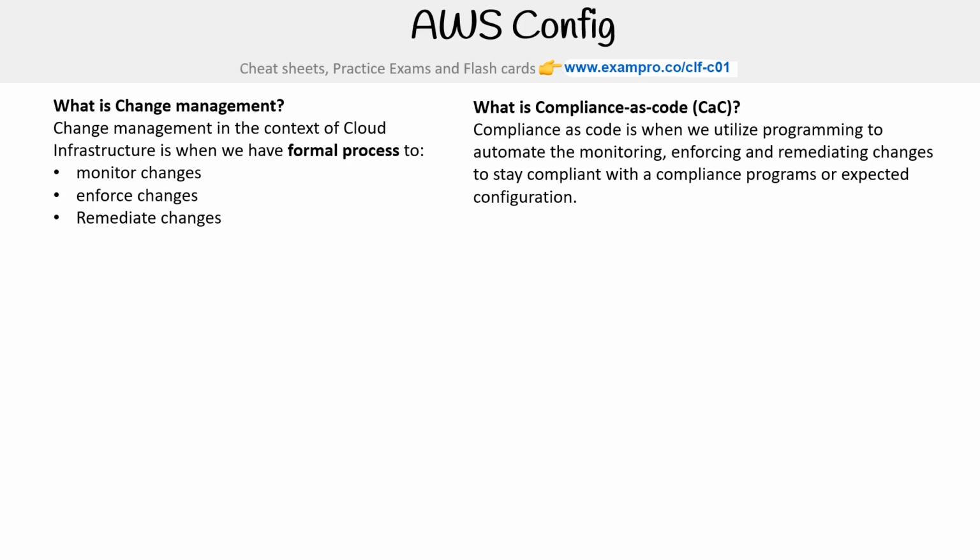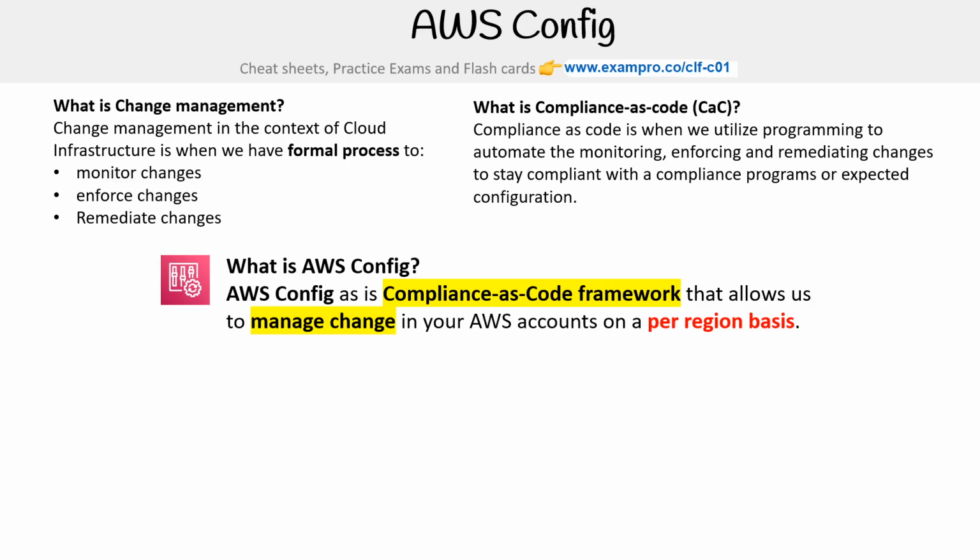So what is AWS Config? Well, it's a compliance as code framework that allows us to manage change in your AWS accounts on a per region basis, meaning that you have to turn this on for every region that you need it for.